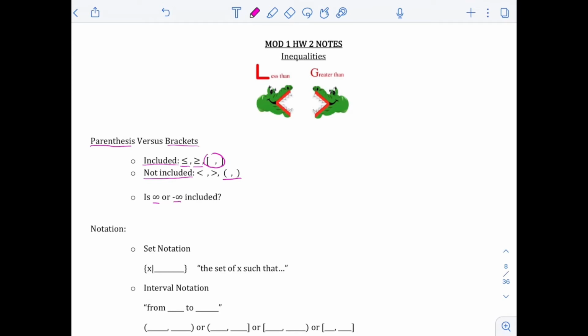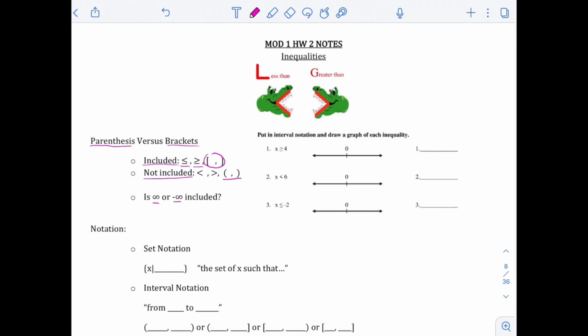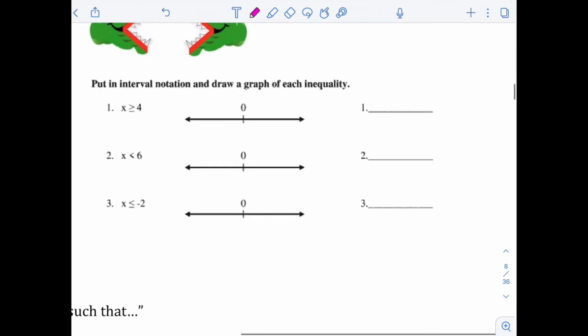Now let's see some examples of how to represent an inequality on a number line and how you would give it in interval notation. So we have these examples. It says put in interval notation and draw a graph of each inequality. So I have x that is greater than or equal to 4.